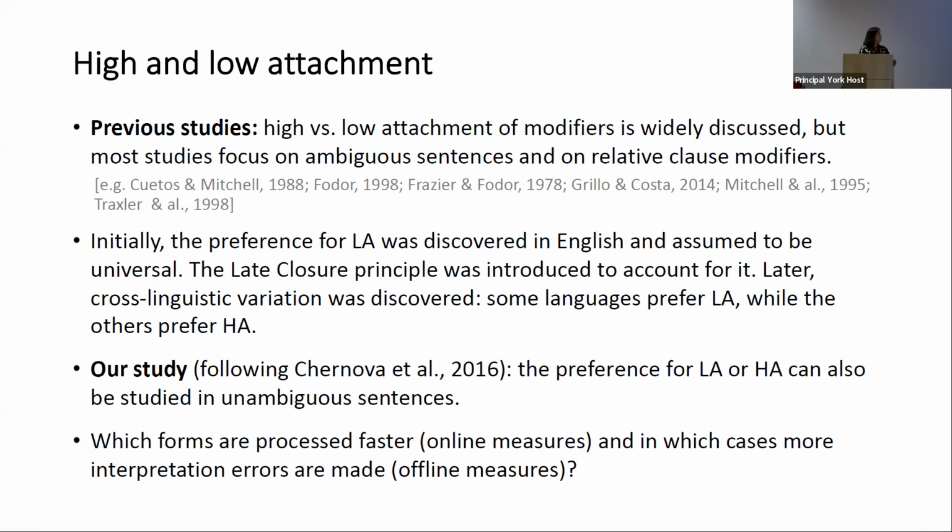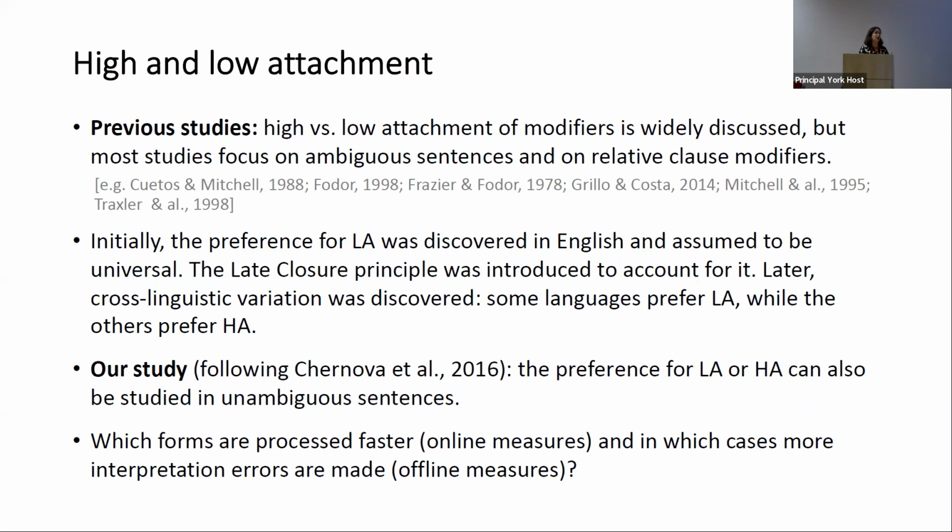But later, a lot of cross-linguistic variation was discovered. And we know now that some languages prefer low attachment while others prefer high attachment. And in our study, following an earlier study by Daria Chernova, myself, and some colleagues, we target the preference for low or high attachment. In our study, we wanted to show that the preference for low and high attachment can also be studied in unambiguous sentences.